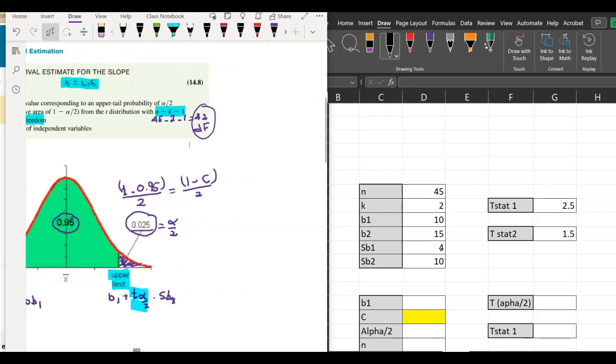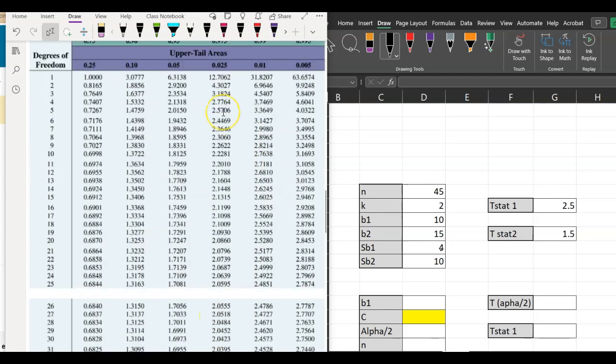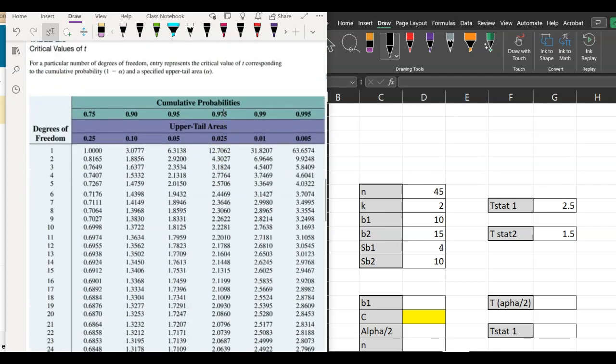So let's go to the table. Okay, so this is my table. We're going to focus on this value here. This is the value of the alpha, and the degrees of freedom, you can read it there. So we can keep going all the way to 42.